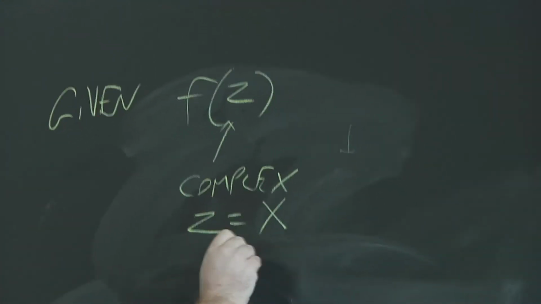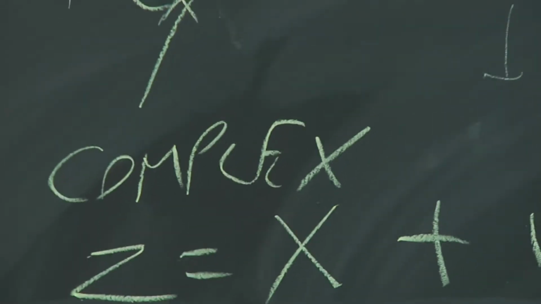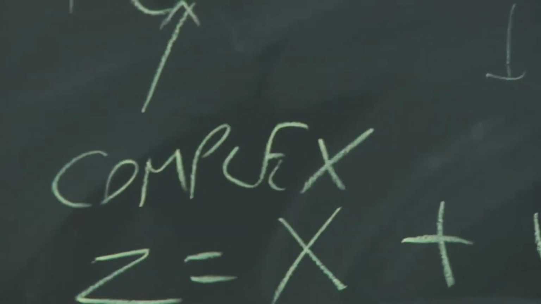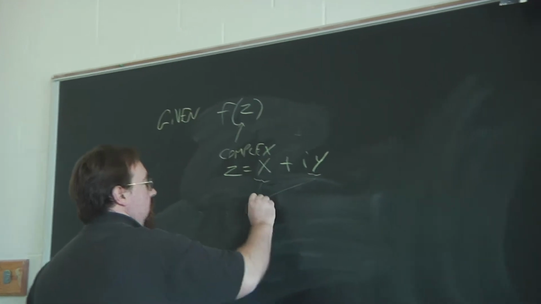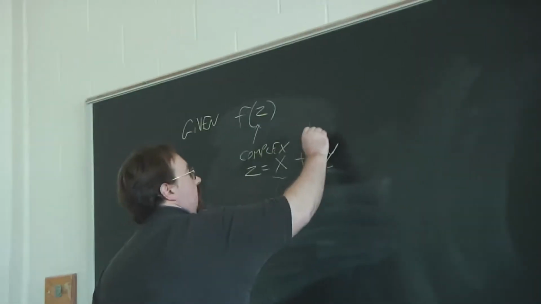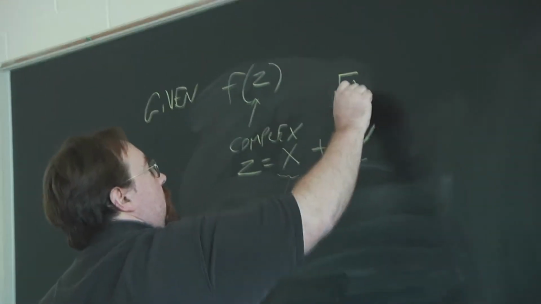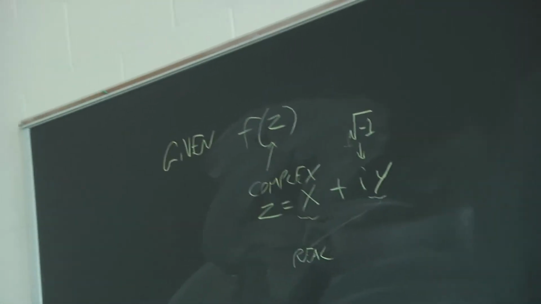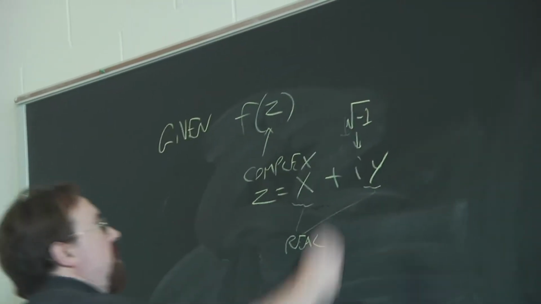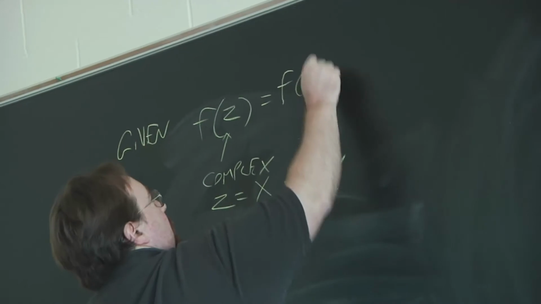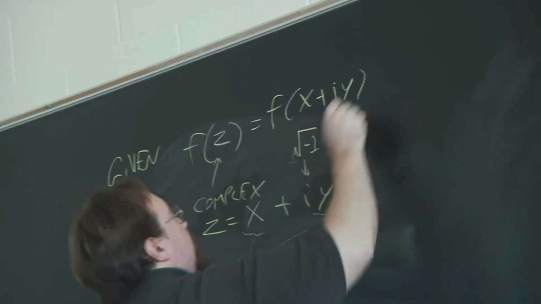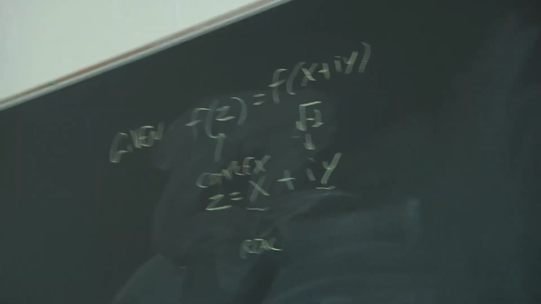So z is x plus iy. So x and y are real. i is the square root of minus 1. And f, so we can write it this way, f(x plus iy). So in that case, you could think of it, yes?